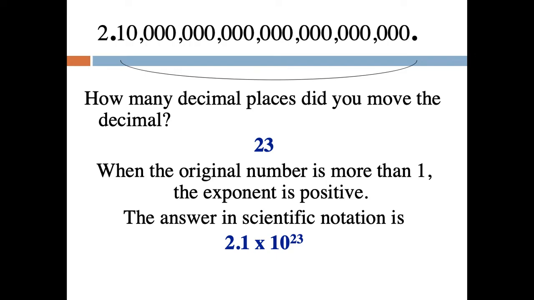It's as simple as that. Figure out how far you need to move the decimal point in order to make the number between 1 and 10, so we've got 2.1, and how many times did you have to move the decimal? That's your exponent, 23. Now if you moved the decimal point in the other direction, it'd be negative 23.